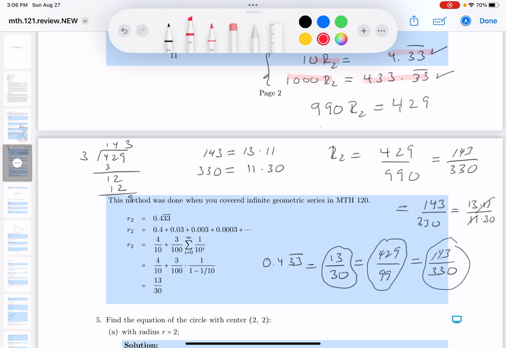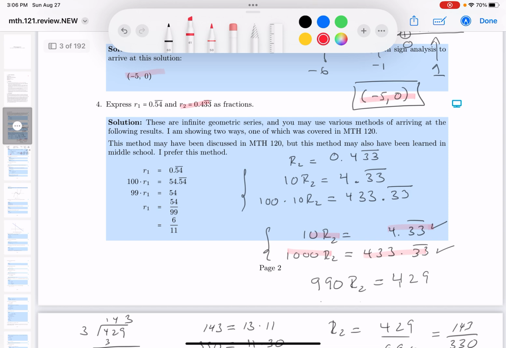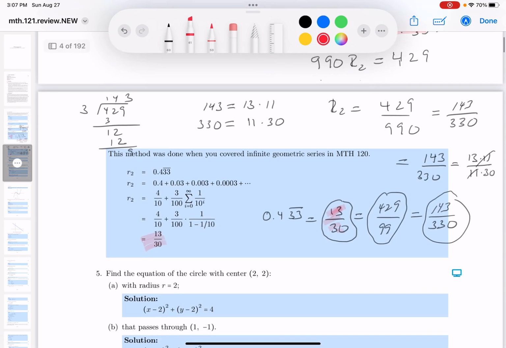Let's look at the key, though. What do I see? 13 over 30. All right? So let me repeat what I did over here. The first one, I did it differently than it was written over here. I did it by using a geometric series. The second one, they did a geometric series. I did it by a different method. You get the idea? I'm switching it around.